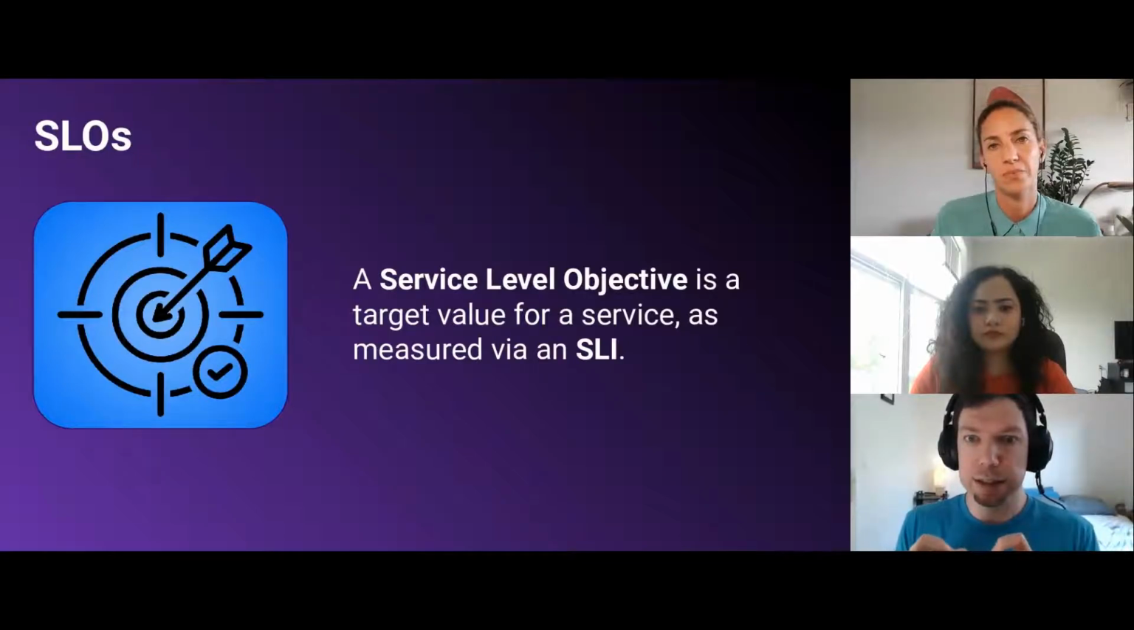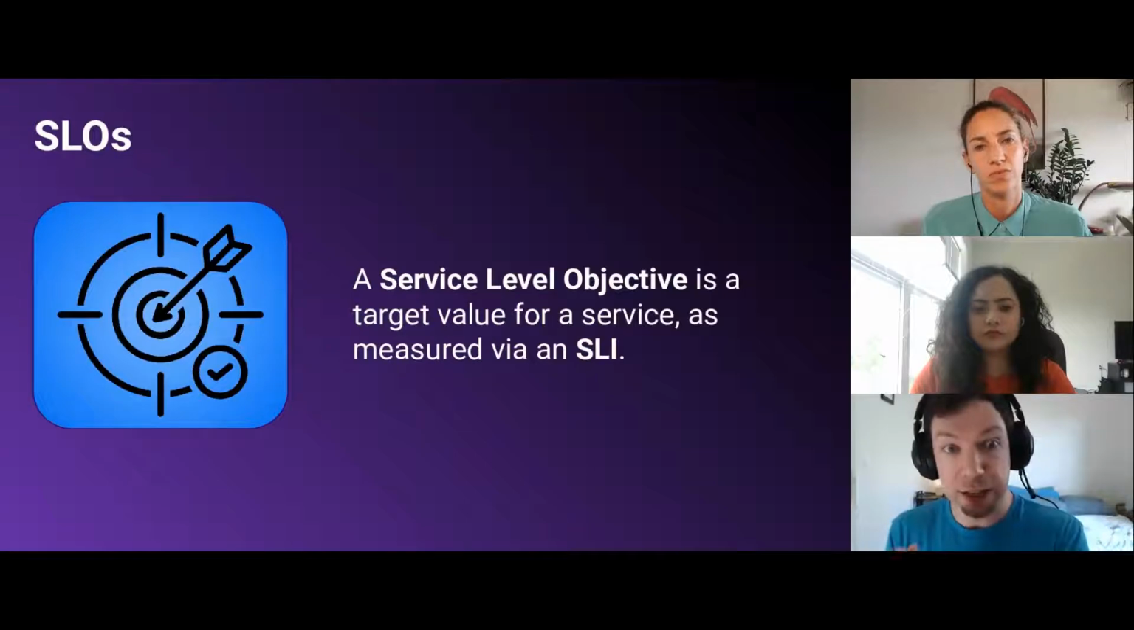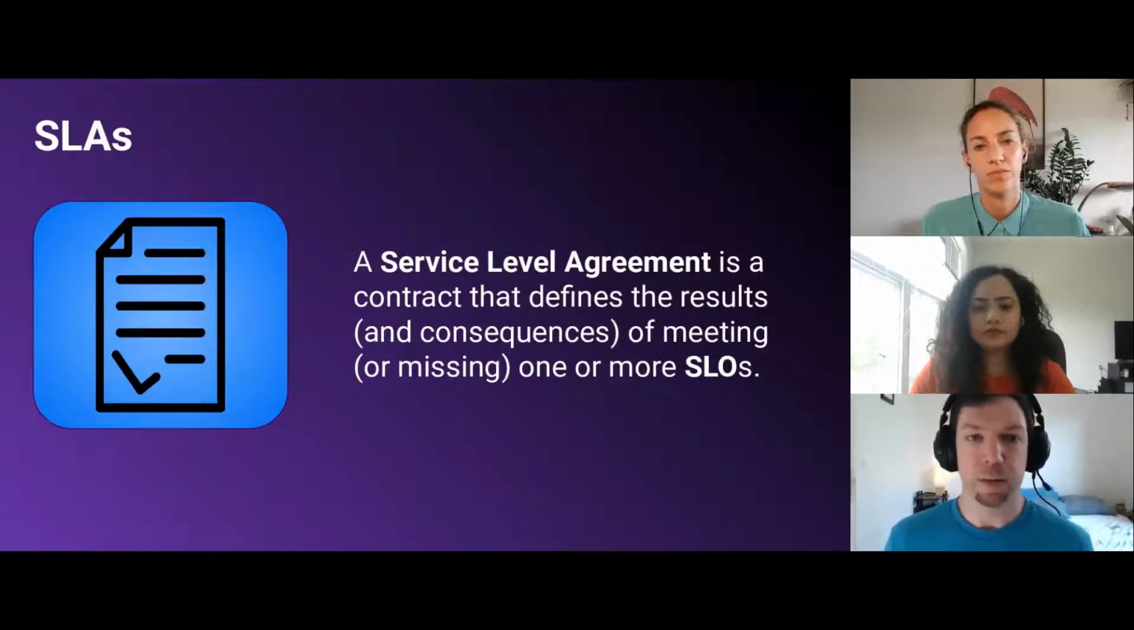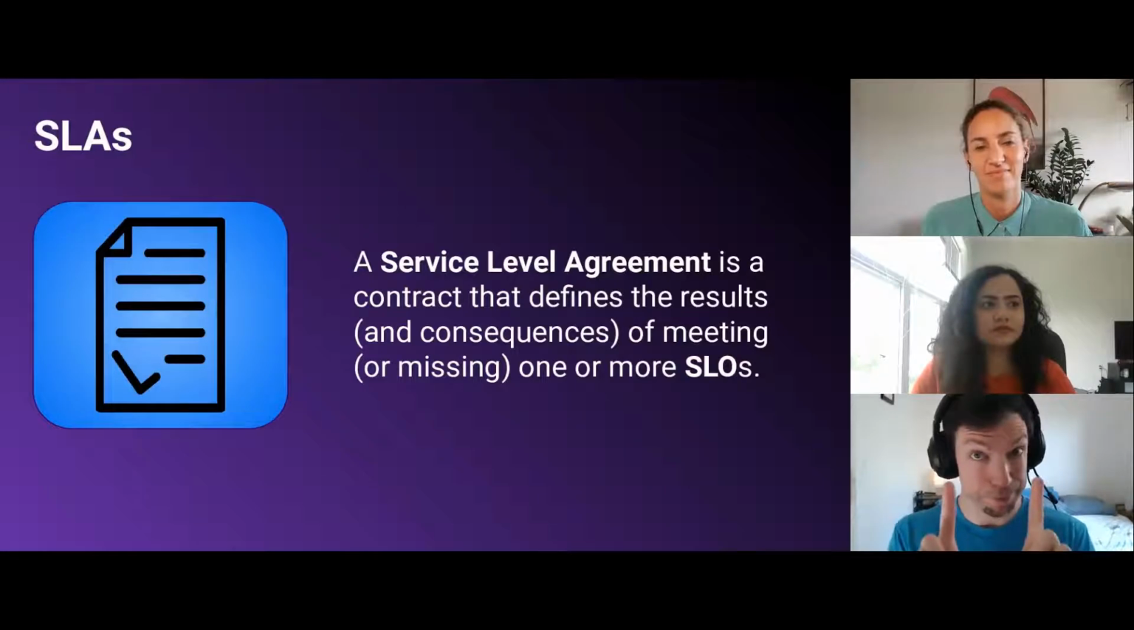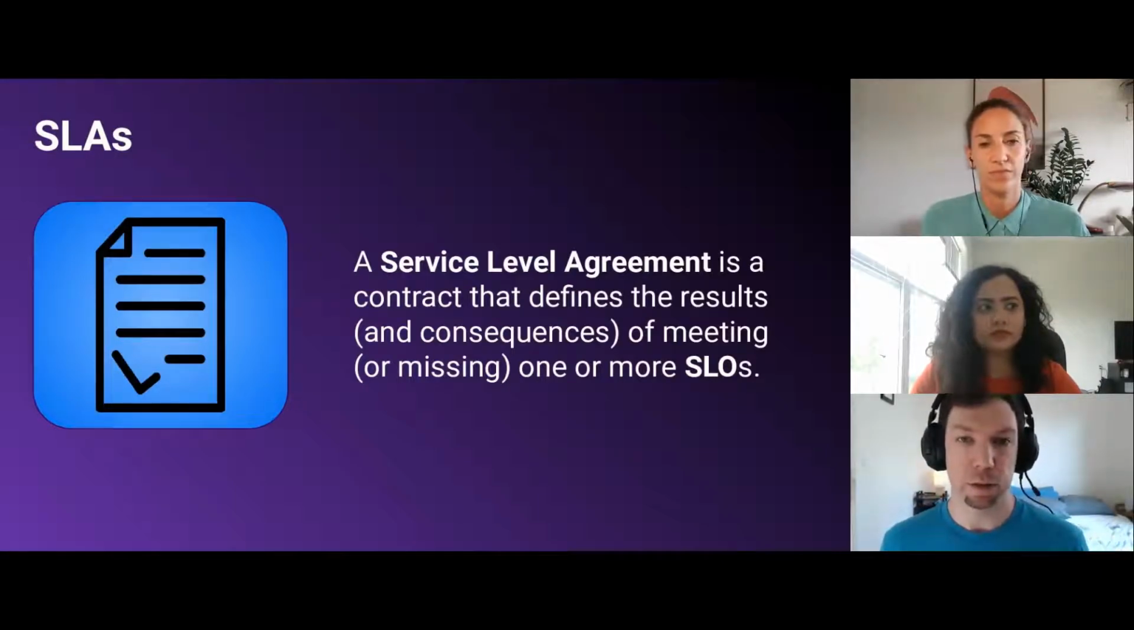And again, these things all build on each other. So, SLOs are formed from SLIs. Well, SLOs are the basis for SLAs, right? So what's an SLA? And again, wonderful quote here. A service level agreement is a contract that defines the results and consequences, very important, of meeting or missing one or more SLOs. Now, there's actually a lot of information encoded into that statement, right? First off, let's talk terminology.